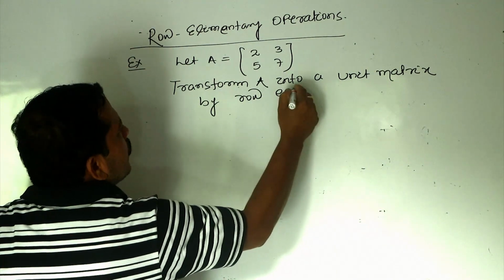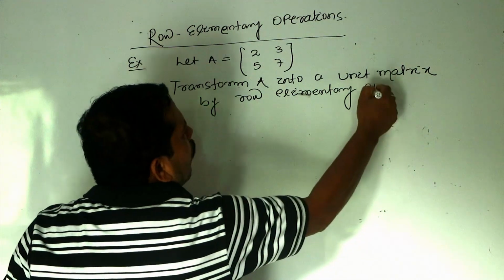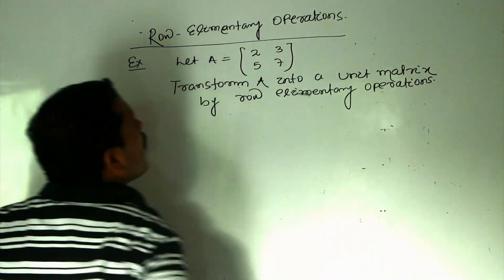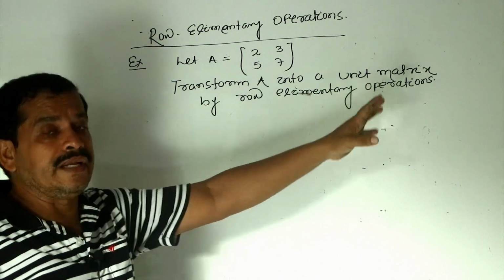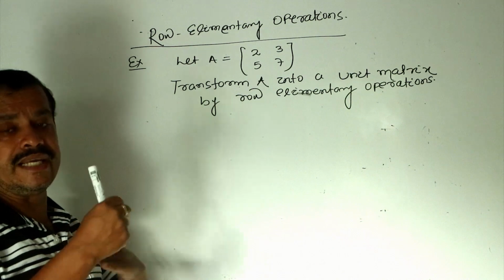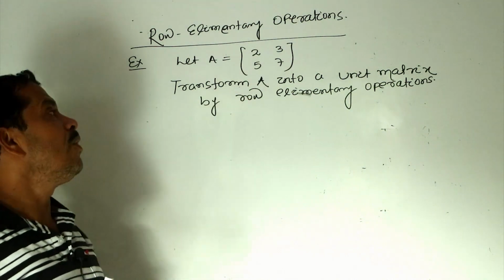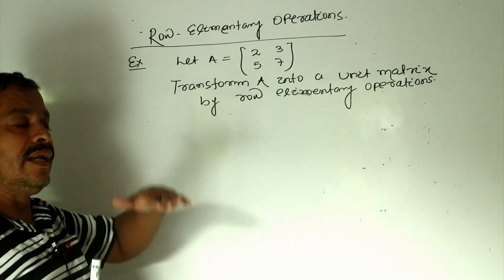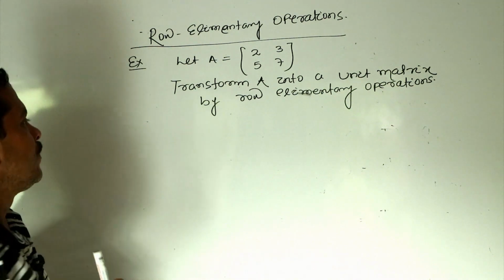Row elementary operation, or column, either row or column. So how can we convert this matrix to a unit matrix? By row elementary operation. Row elementary operation means we can exchange any two rows, we can multiply a constant with any row, or we can multiply a constant with any row and add it to the corresponding row. These three operations are allowed.